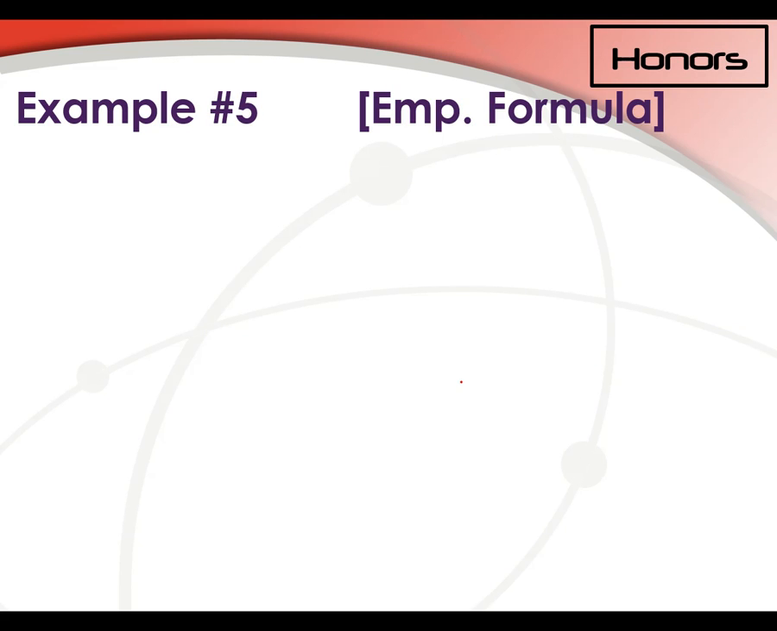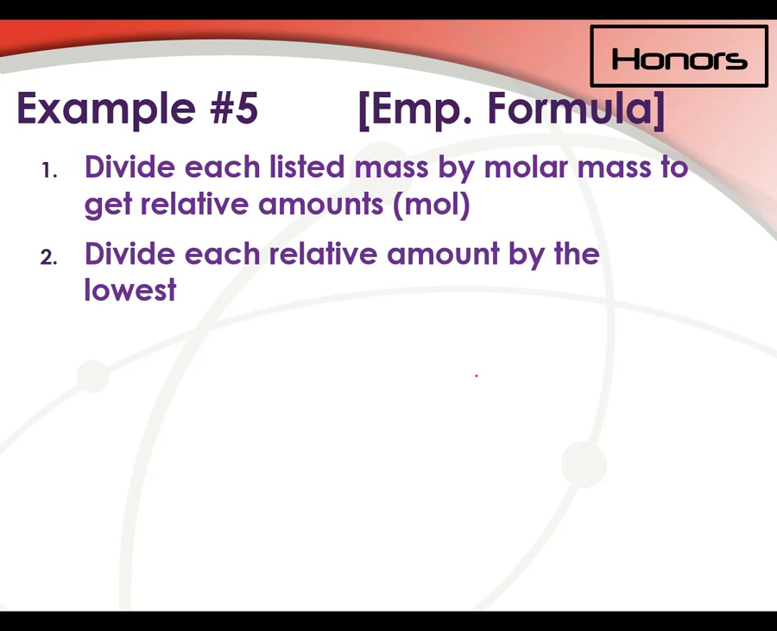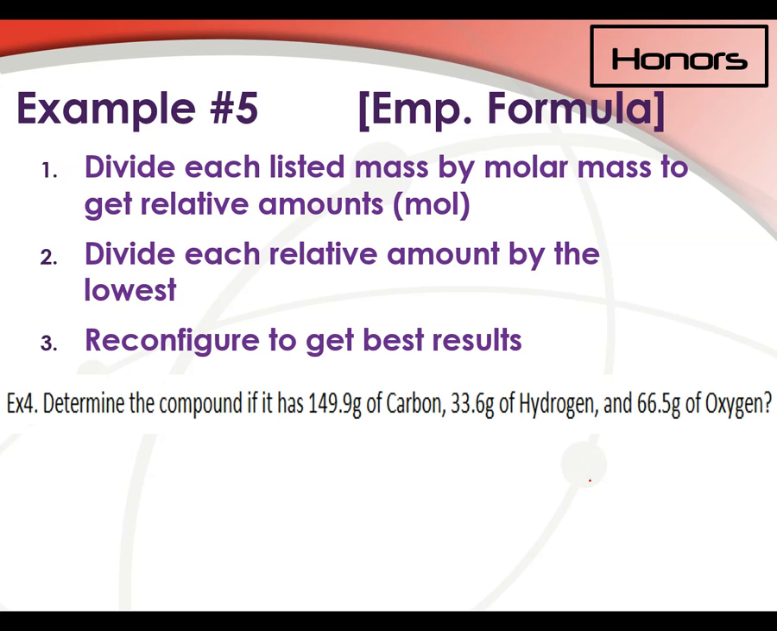These are empirical formulas, or determining the formula, as I like to say. What you do is divide each mass by the molar mass that you get from the periodic table to get basically moles. You then divide each relative amount by the lowest number of moles that you've got. Reconfigure, get the best results, and there is our example here.